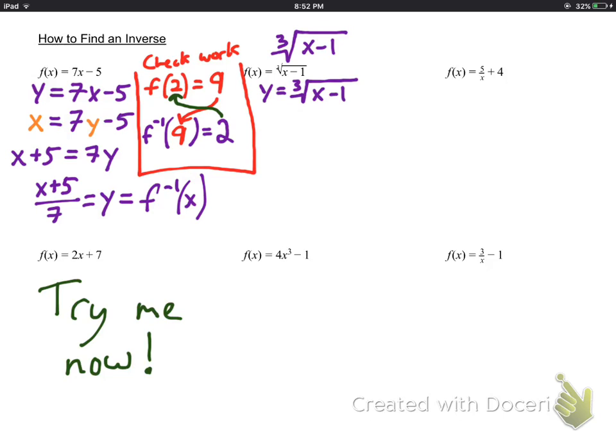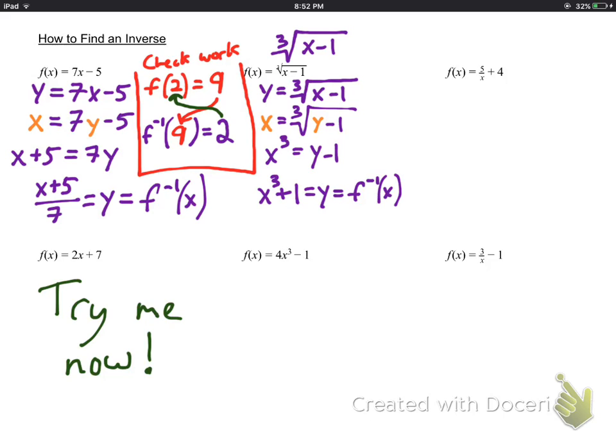For this one, I know it's hard to see, so that's supposed to be a cube root of x minus 1, okay? So we start by replacing the f of x with y, then just switch the x and the y, alright? That funny step. That's the step you got to remember for these inverses. And we're going to solve now for y, get y by itself. When you get y by itself, you get x cubed plus 1, and that is the inverse.